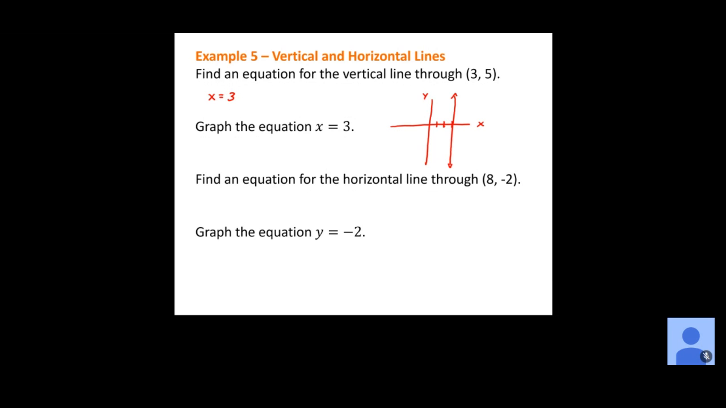And now the next one asks for the equation of a horizontal line that goes through (8, -2). Well, horizontal line is going to be y equals some number. And in this case, we need the y value from the point that's given, so that's going to be -2. So y equals -2 would be the equation of our horizontal line that goes through that point. And then we're asked to graph the equation.